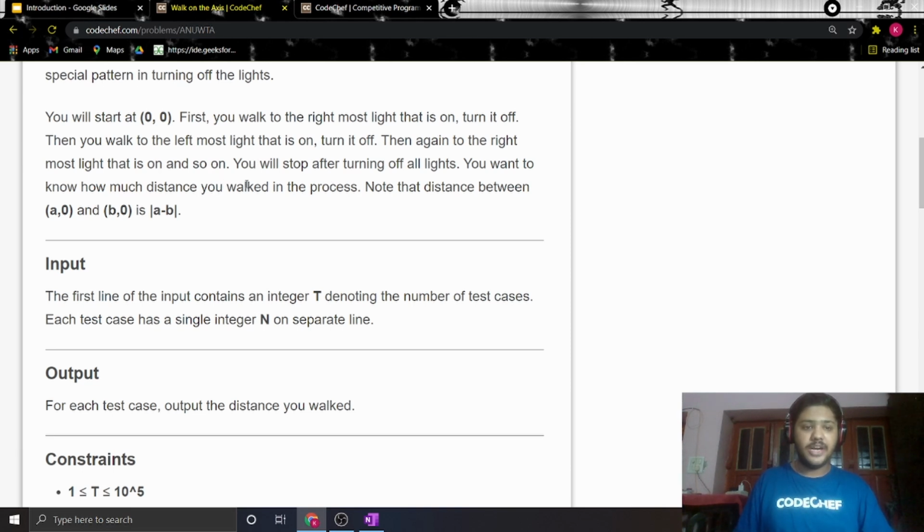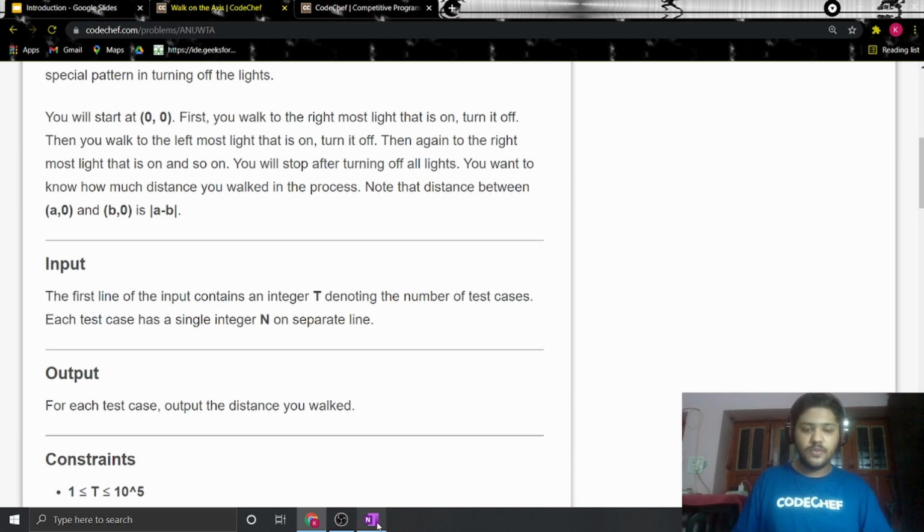We want to know how much distance we walked in the process, and the distance between two points on the x-axis, (a, 0) and (b, 0), is the absolute value of a minus b. For example, if we moved from (3, 0) to (5, 0), then we moved from 3 to 4, then from 4 to 5. So we moved a distance of 2. If we moved from (8, 0) to (5, 0), then we moved from 8 to 7, 7 to 6 and 6 to 5. So we moved a distance of 3, which is 8 minus 5.